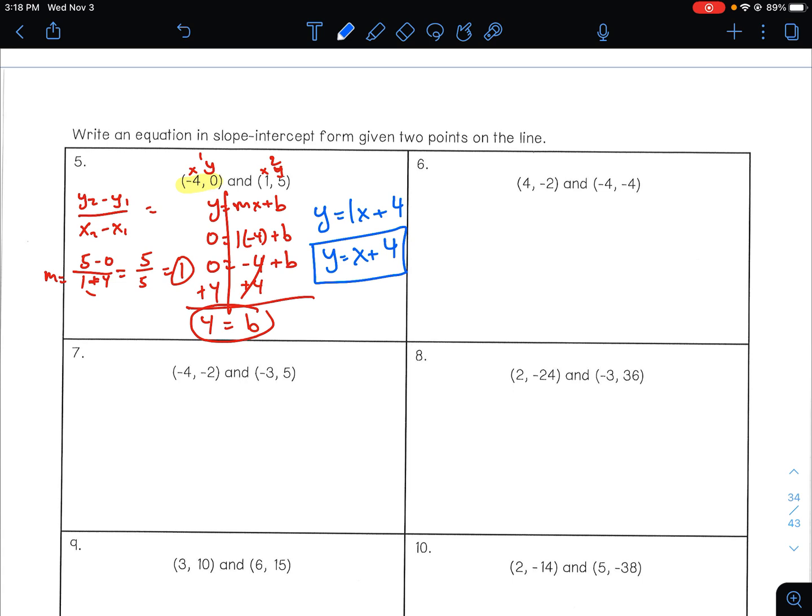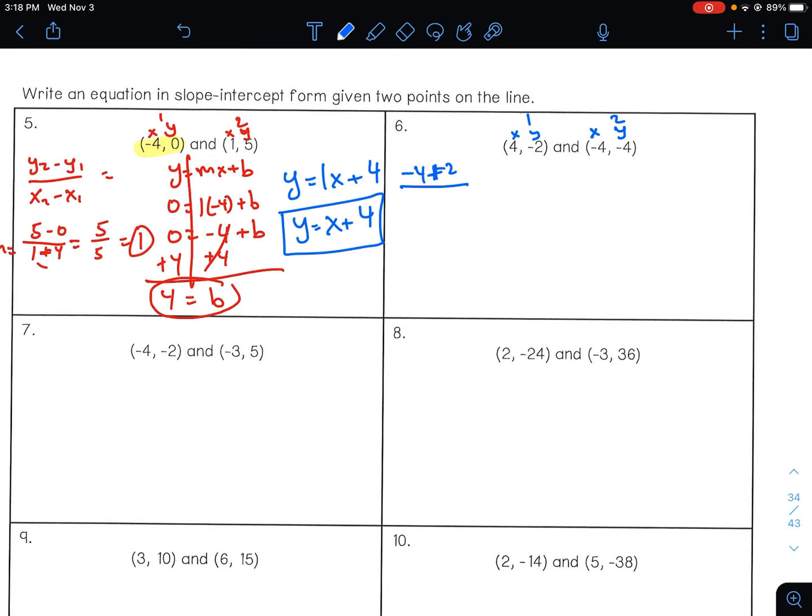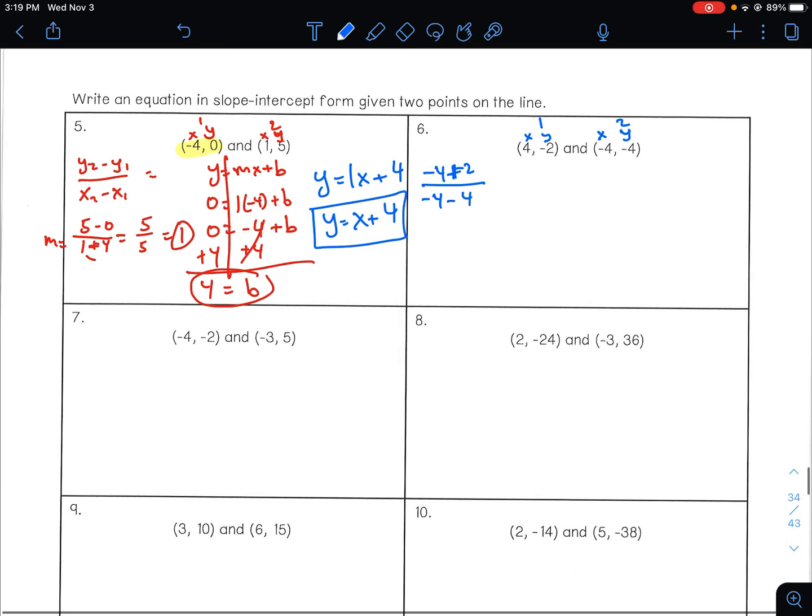All right, let's find the slope. And this will be point 1, this will be point 2. This is my x, this is my y, this is my x, this is my y. So y2 is -4 minus y1, which is -2. So minus -2 is going to be plus. X2 is -4, x1 is 4.